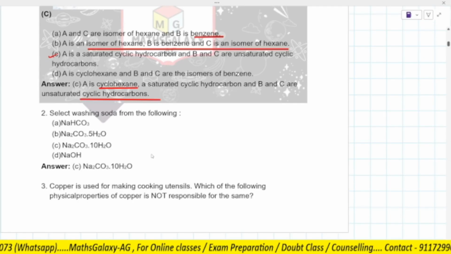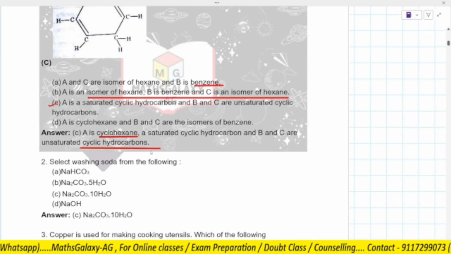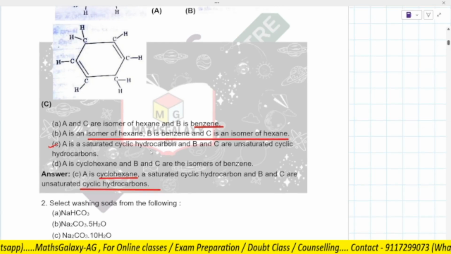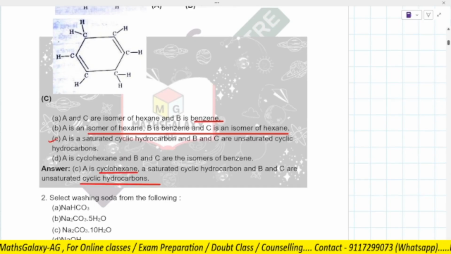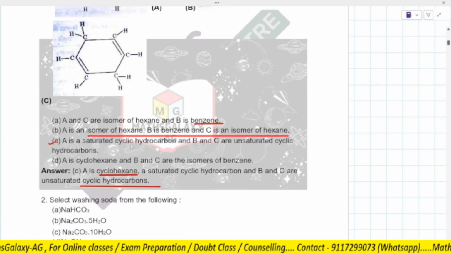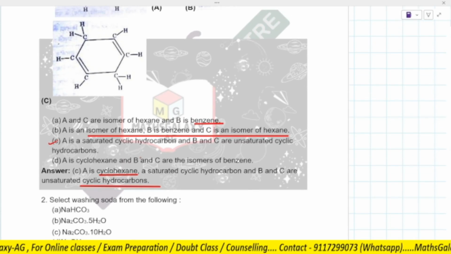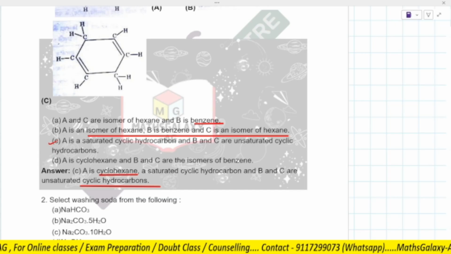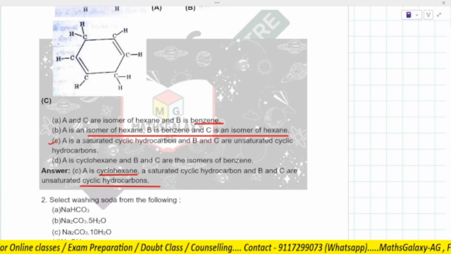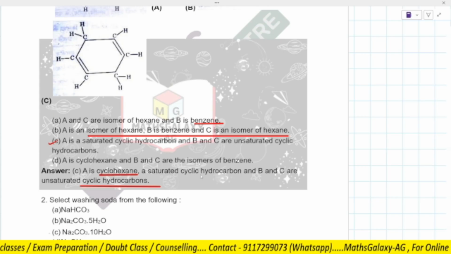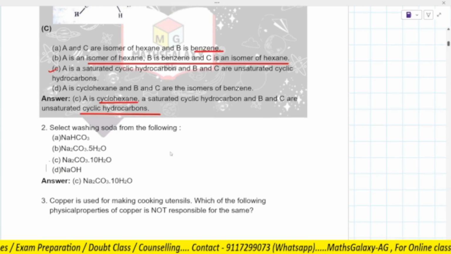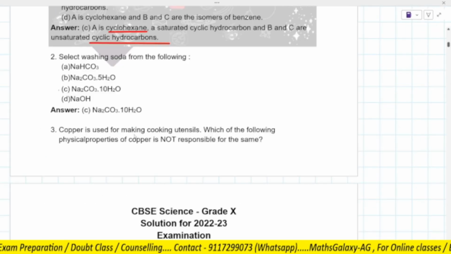Now see here: select washing soda from the following. Which one is the washing soda? Na2CO3·10H2O. Very good. So this is option number three, right? Na2CO3 dot 10H2O. Is it clear?